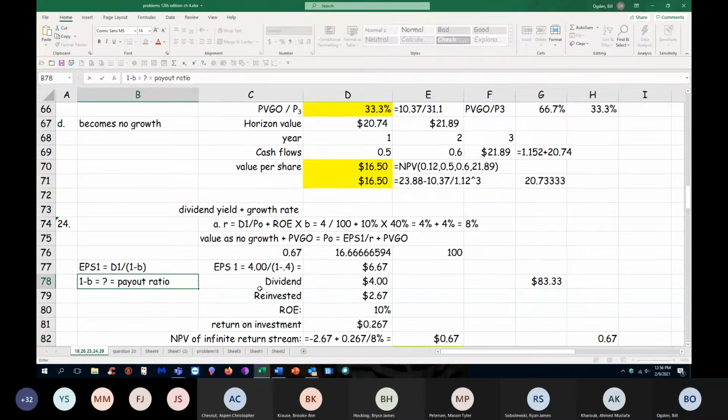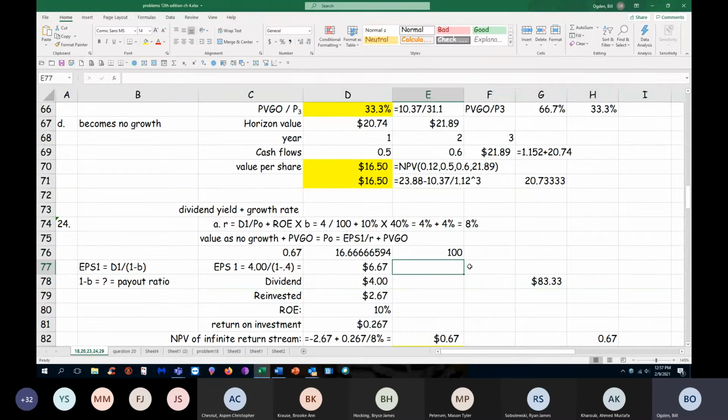So therefore, $4 dividend is the result of paying out 40%. So I just do that backwards. $4 divided by 60%, I get earnings of 6.67. Value is a no growth, divided by R. That's the first part here. And I divide that by 8%. And this is actually 83.333. I had not rounded this.